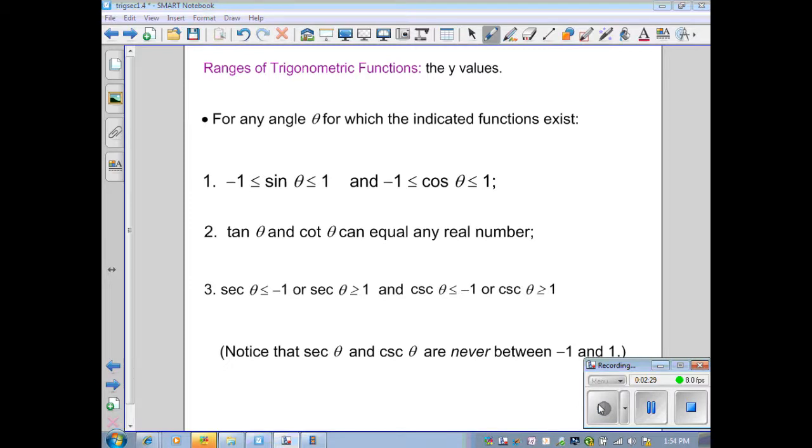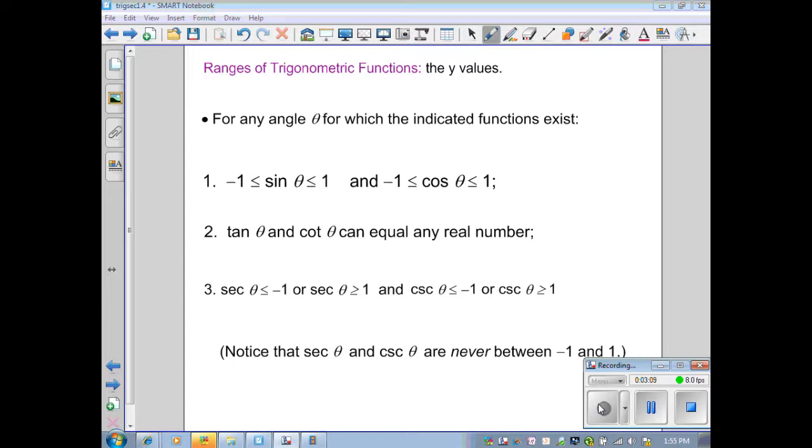Keeping the previous slide in mind, we want to take a look at what is shown on this slide, which is the true ranges of trig functions, that is the y values. And what we did determine is for any angle theta for which the indicated function exists. Recall some functions are undefined at certain locations throughout the coordinate plane. But what we did determine on number 1 on the previous slide was that sine theta will give me a y value, and cosine theta will give me an x value, which is going to give me a range on sine theta between -1 and 1, and similar for cosine theta.